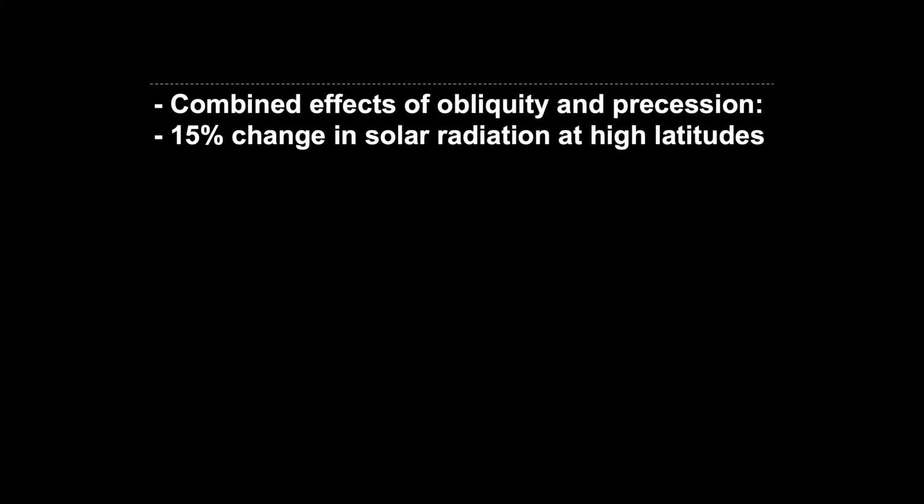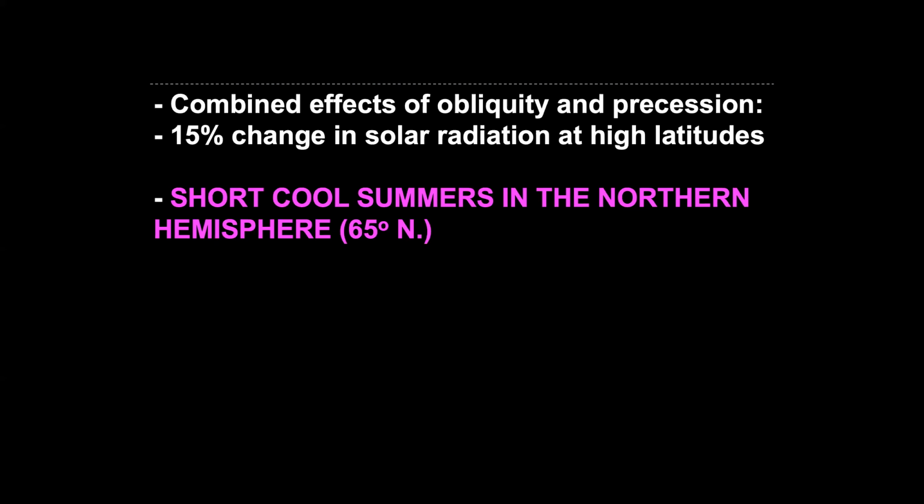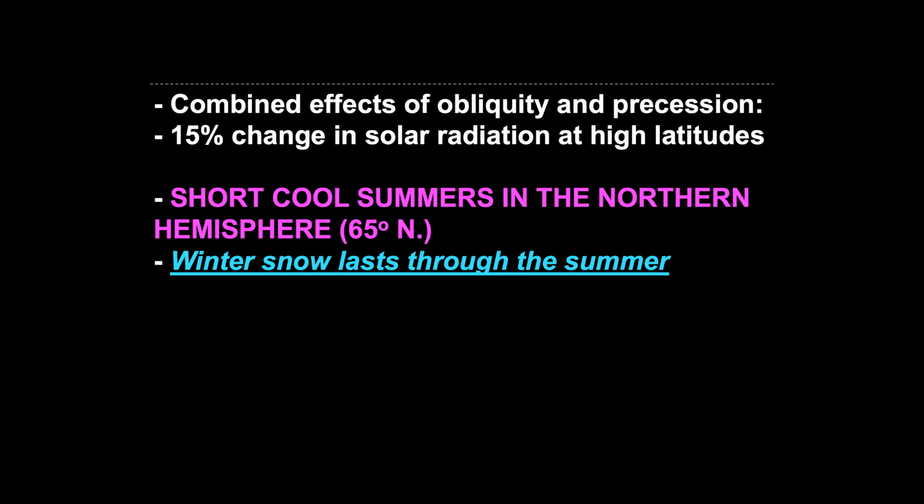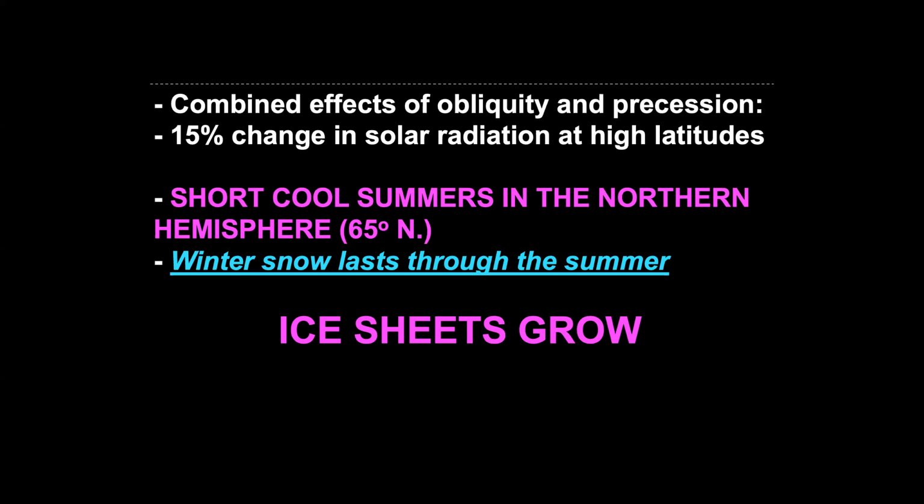Now, the combined effects of obliquity and precession lead to a significant change in solar radiation at higher latitudes. So basically, short, cool summers in the northern hemisphere lead to snow lasting through summer, and ice sheets grow. There's an ice age for you, okay?